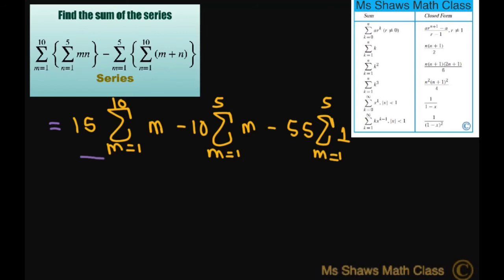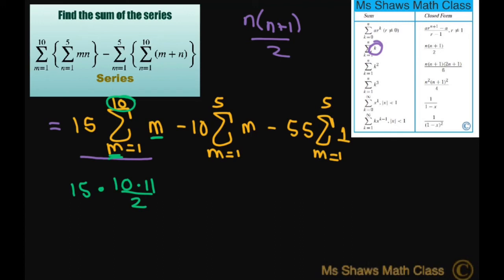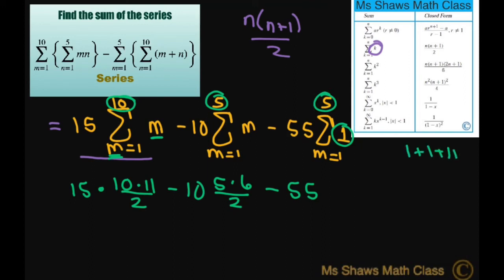For this one, this is this formula again, n times n plus 1 divided by 2. That's when you just have a variable there. These have to match. So you can have 15 times, and again, you start with this upper part here. So this is going to be 10 times 11 divided by 2. It's going to be 55 times 15 minus 10. Start with your 5. So this is going to be 5 times 6 divided by 2. And then minus 55. And then this 1 means we're going to write it down 5 times. 1 plus 1 plus 1 plus 1 plus 1. So that's going to be times 5.